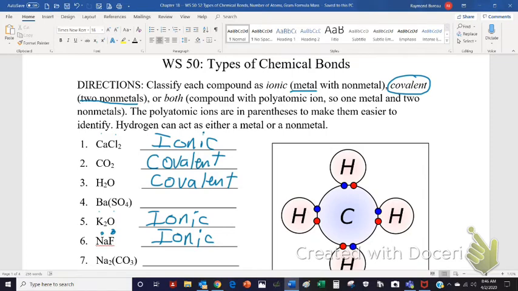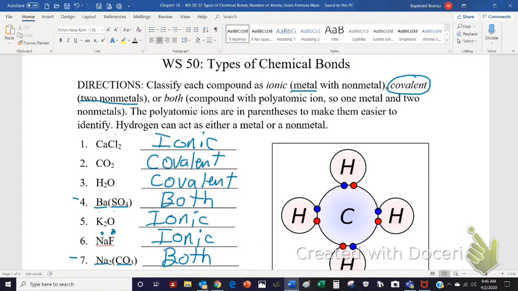We also talked about questions 4 and 7 just a little while ago. Sulfate, SO4, that's a covalent bond of 2 nonmetals, then combining with barium, which is a metal. So we will put both. Number 7, we call this sodium carbonate. CO3 is called carbonate. So we have a covalent bond of carbon and oxygen, then combining with a metal, sodium. So we do have both bonds here in sodium carbonate.